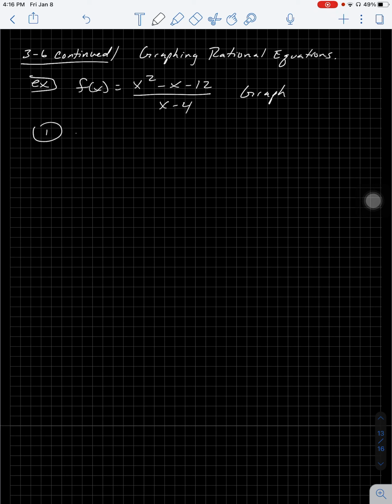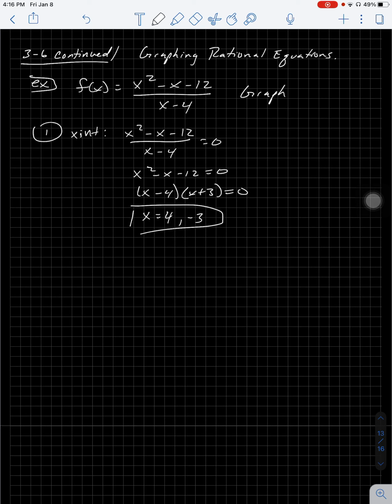So the first step we're going to do is x-intercepts. The top over the bottom set equal to 0, and the bottom clears out when you multiply through by the bottom, and you're just left with the polynomial set equal to 0. So we're going to factor it and set each quantity equal to 0. So that means x equals 4 and -3 are my x-intercepts. So far, it's looking normal.